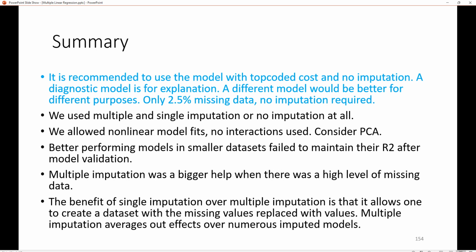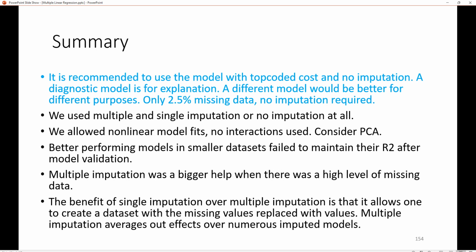Only 2.5% of the data is missing, and there's really no imputation required for those predictors. We used multiple and single imputation or no imputation at all. We allowed nonlinear model fits, no interactions used. We should consider principal components analysis. We have a lot of lab values that may be correlated in some way, so we can combine those predictors if it makes sense.